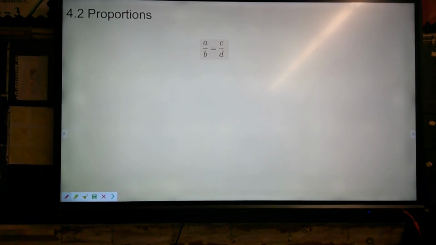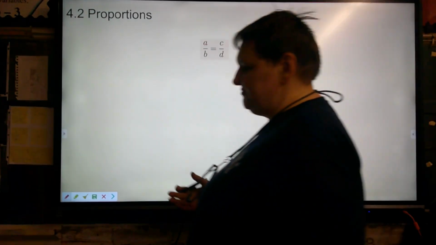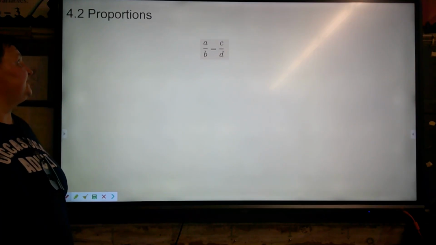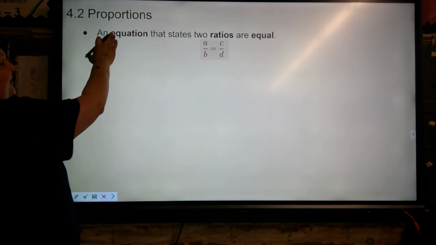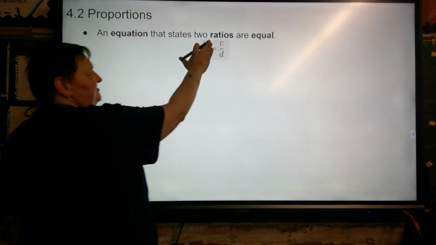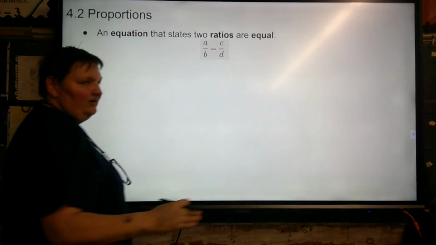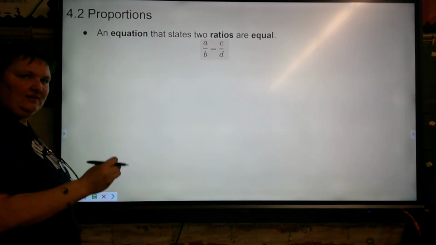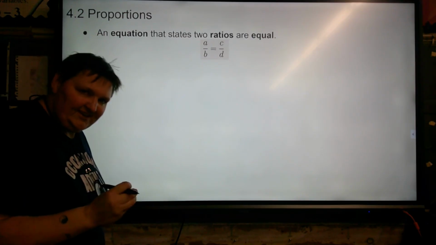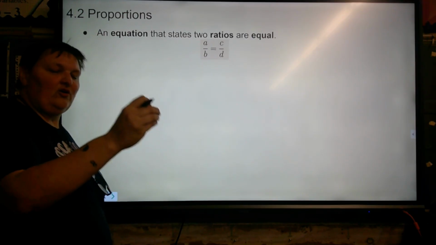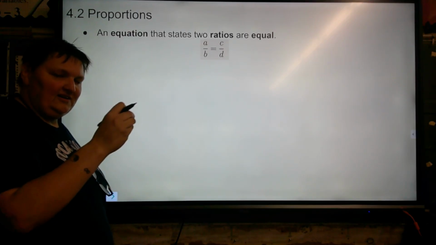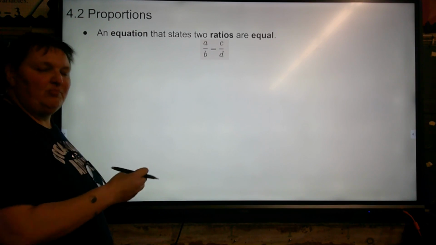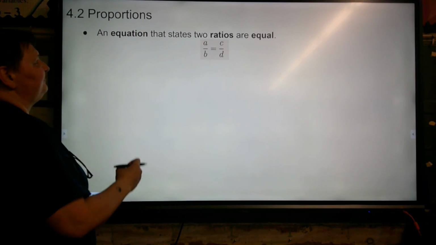4.2, proportions. Related to ratios, but not the same thing. So what is a proportion? An equation that states that two ratios are equal. Like 3/6 is equal to 1/2. They are equal. They are proportional, right?